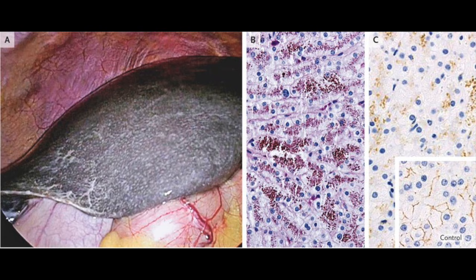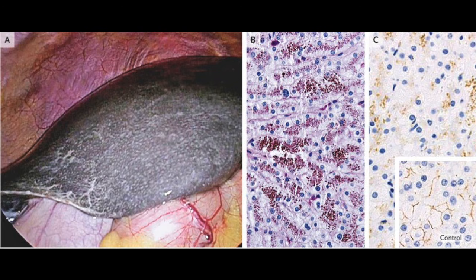And then there's Dubin-Johnson, which is where they are able to conjugate the bilirubin, but they're not able to let it escape out of the hepatocytes. So this person will have a black liver on pathology, and they will have a direct hyperbilirubinemia.